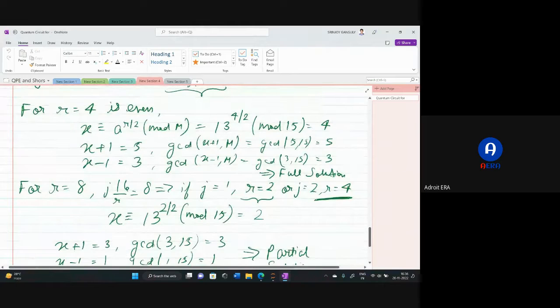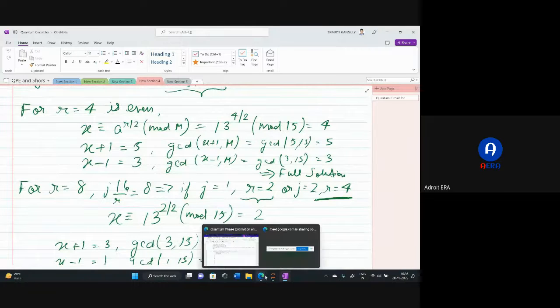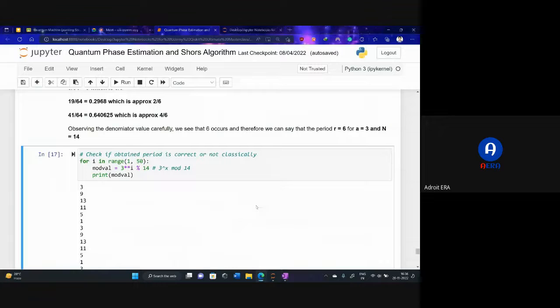So that is now an exercise for you, that you verify that indeed for a is 13 and n is 15, r comes out to be 4. Okay, so this is a short lecture.